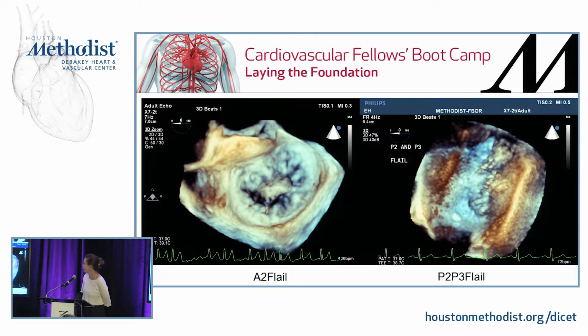So A2 flail is pretty easy to see right here. Sometimes it's hard to see when it's moving, so you've got to stop it at the right spot. Just slow it down. You can also slow things down on your echo machine. If you slow it down, then you can see things. So I stopped it, and I say, okay, yeah, it's an A2 flail. The chordae are pointing toward the posterior leaflet. This is kind of rotated around, but this is a P2 and P3 flail. The chordae are pointing towards the anterior leaflet.